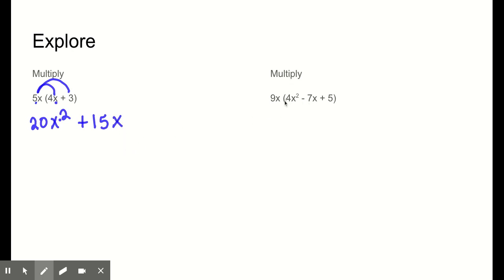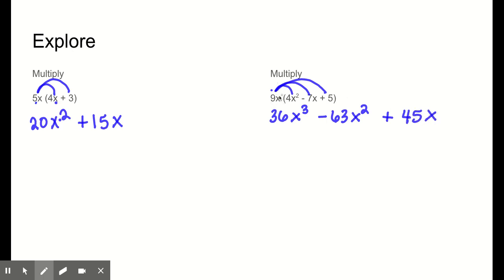Over here, same thing, only now we have that trinomial inside of the parentheses. So we have to distribute that 9x to all 3 terms inside of the parentheses. So 9x times 4x squared. Well, 9 times 4 gives us 36, and x times x squared gives us x to the third power, or x cubed. 9x times negative 7x gives us a negative 63x squared. Because again, x times x gives us x squared. And 9x times a positive 5 is going to give us a positive 45x.